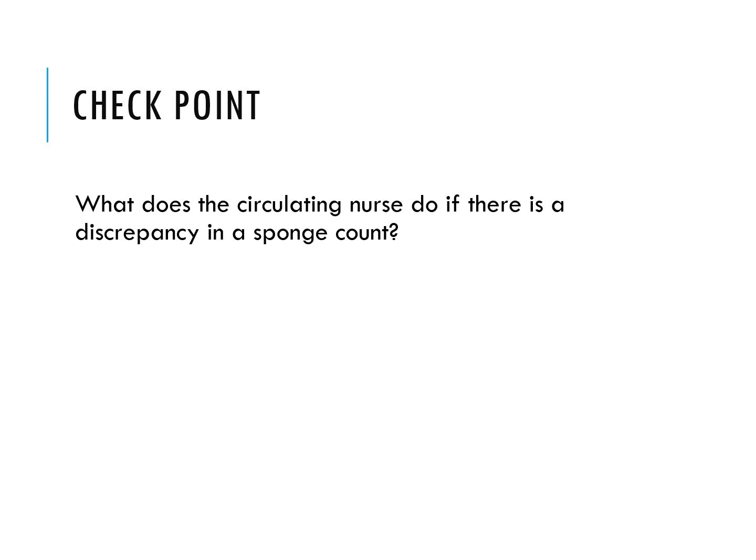Checkpoint. What does the circulating nurse do if there is a discrepancy in a sponge count? The answer is recount. The nurse would then determine if there is a discrepancy, and if there is, then there needs to be an x-ray done to verify that there is nothing in the cavity.